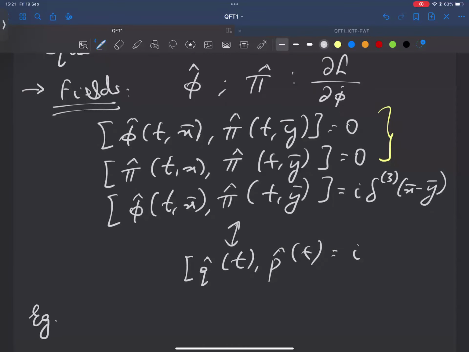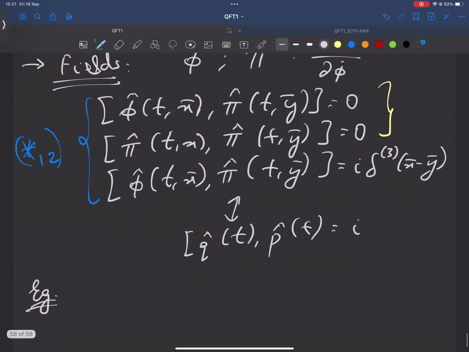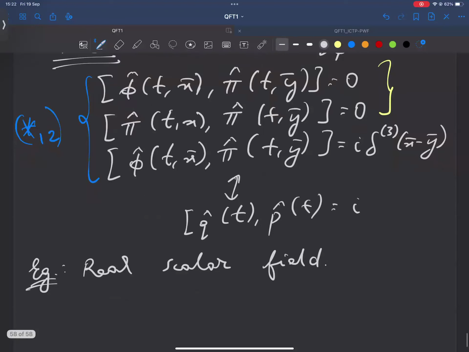So we want to impose these conditions, okay? Let me call them star 12. So we will impose these conditions. So let's look at the example of first a real scalar field, just to warm up.